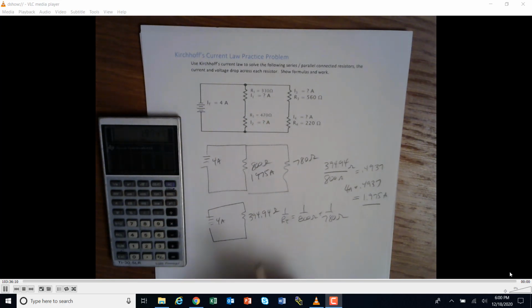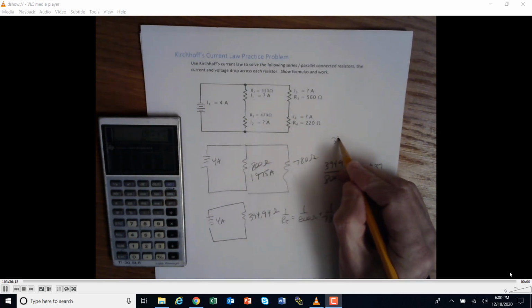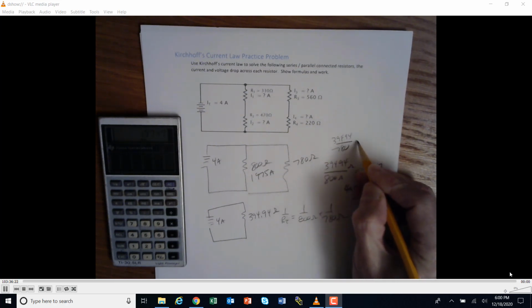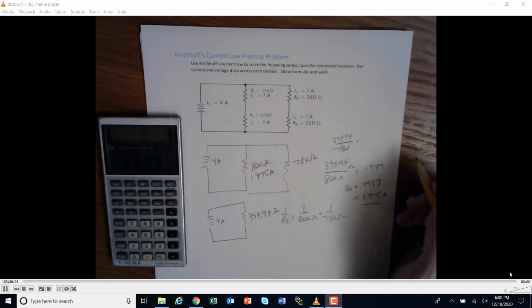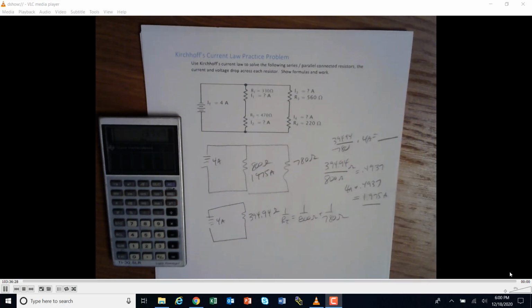So what is the amperage on this one? Well, you could run through this right here. You could get the percentage. You could take 394.94 and divide it by 780 and multiply it by the 4 amps. That certainly would give you the number here.